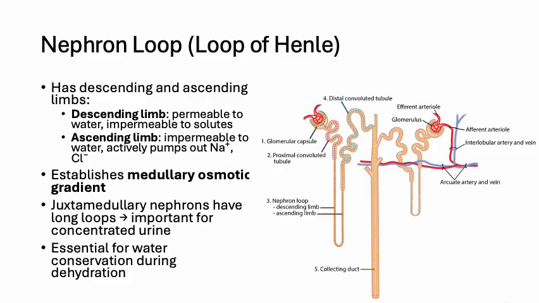Juxtamedullary nephrons with their long loops are especially important in water conservation, allowing the kidneys to produce small amounts of highly concentrated urine during times of fluid deficits.